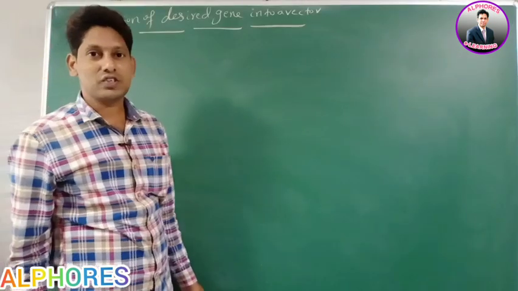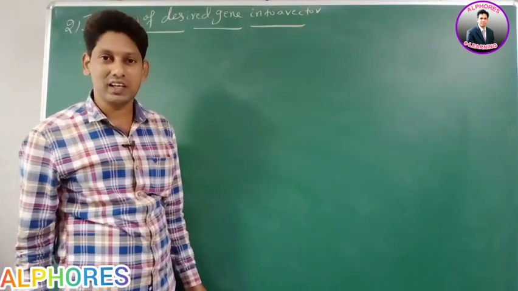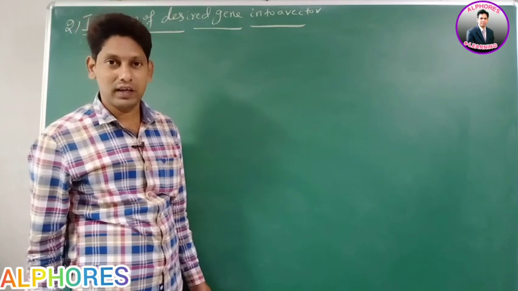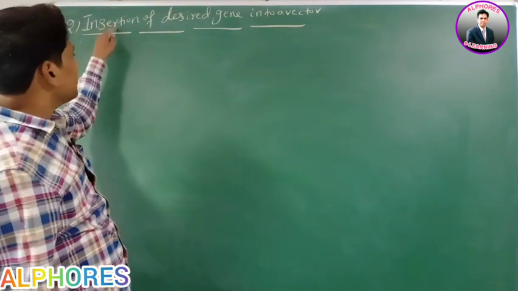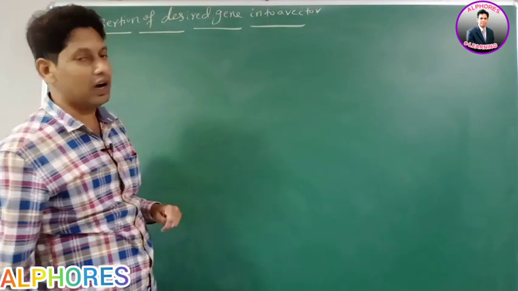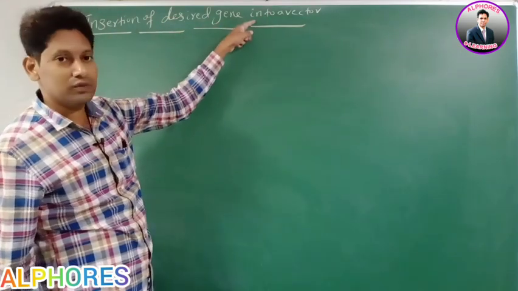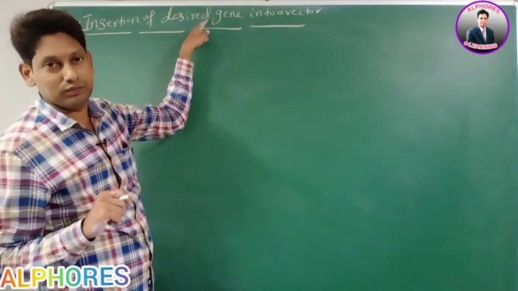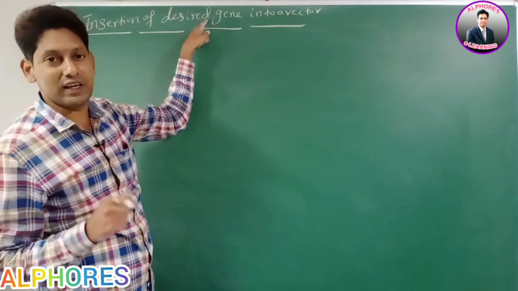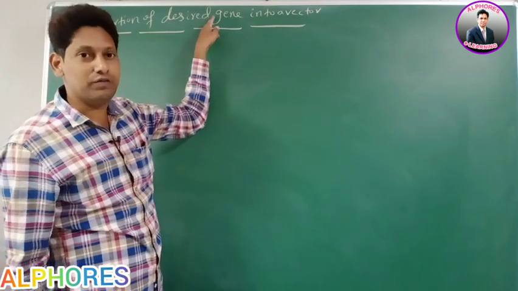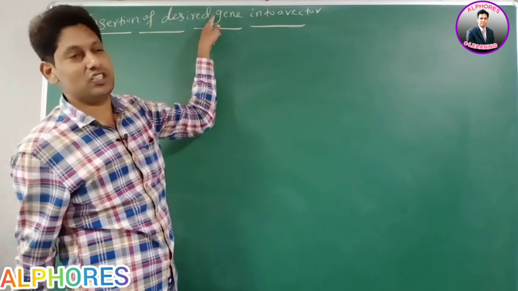We are discussing the steps involved in the genetic engineering process. The first step is isolation of the desired gene. Now go for the second step: insertion of the desired gene into a vector. In the first step we isolated a desired gene. Now how many desired genes do we have? One desired gene.